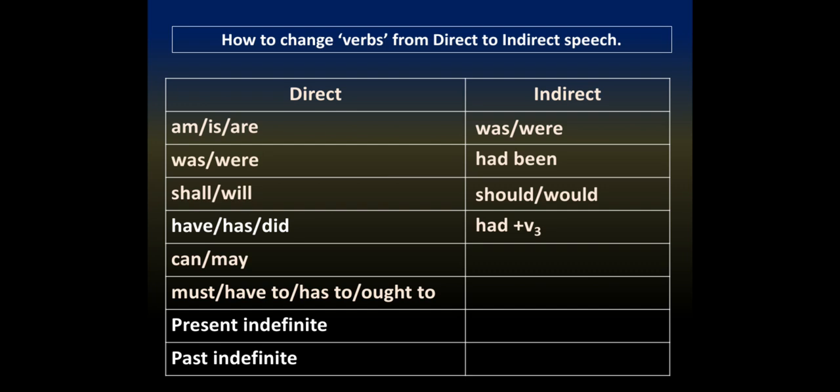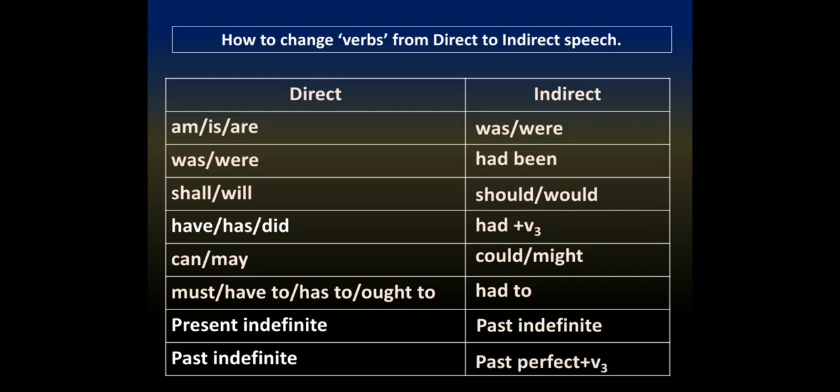If there is can or may, it will be could or might. If there is must, have to, has to, ought to, it will be had to. If there is present indefinite tense, it will be past indefinite. And if there is past indefinite, that will be past perfect tense, that means had plus V3.